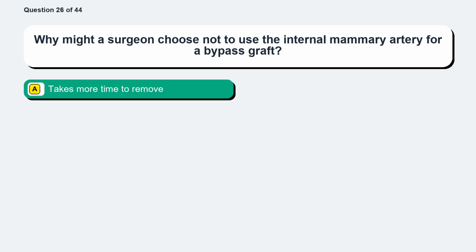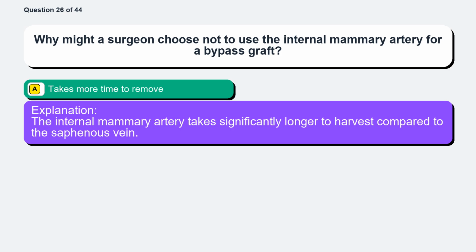The correct answer is option A, takes more time to remove. The internal mammary artery takes significantly longer to harvest compared to the saphenous vein.